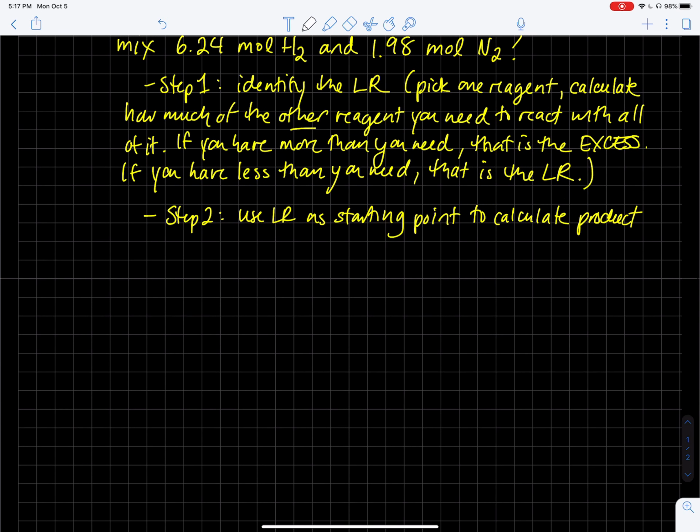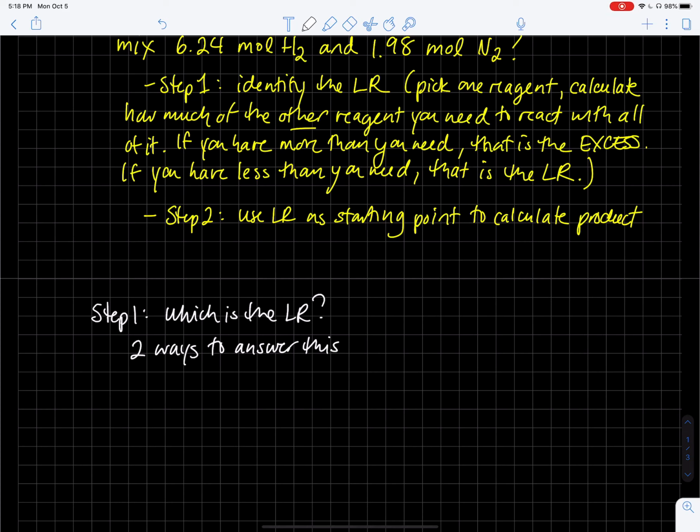Okay, so step 1, which is the limiting reagent? There are 2 ways to answer this. You only need one, just pick one. You don't need to do this, but I'll do both just in case you did one or the other. Choose only one, and it doesn't matter which one you choose.